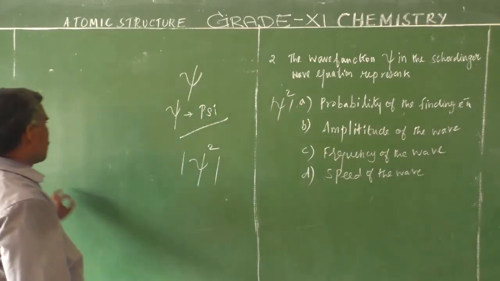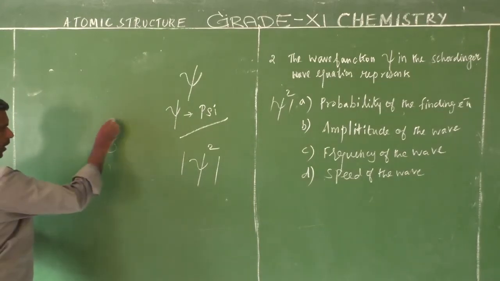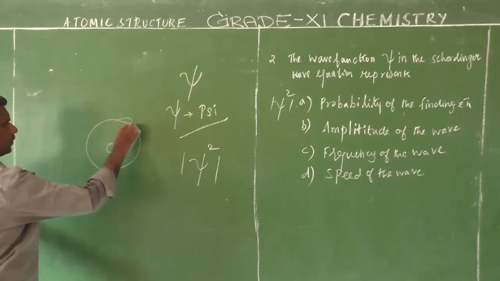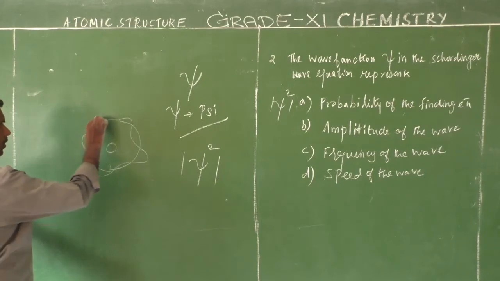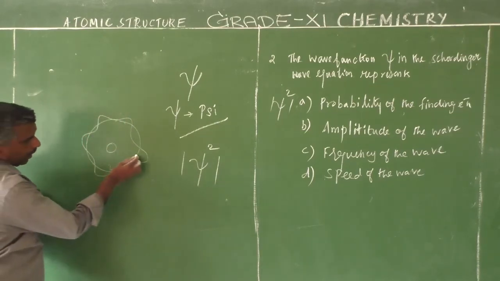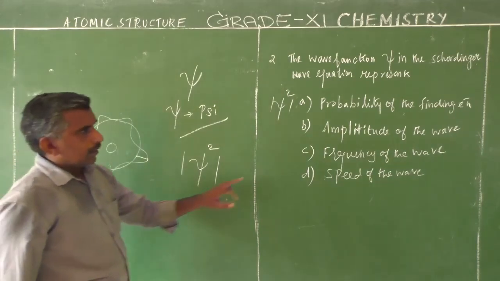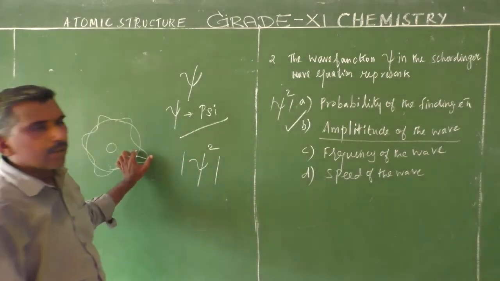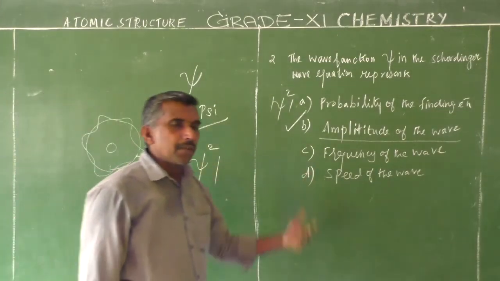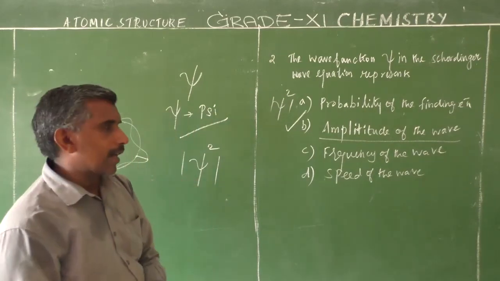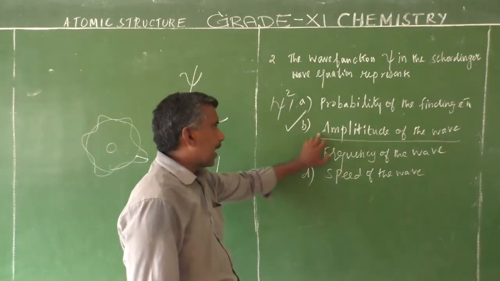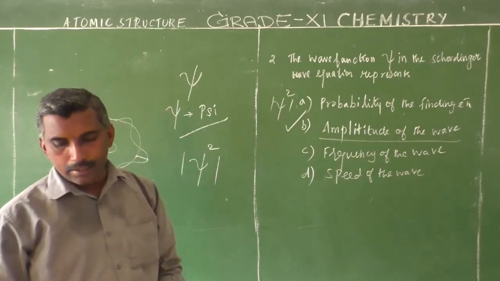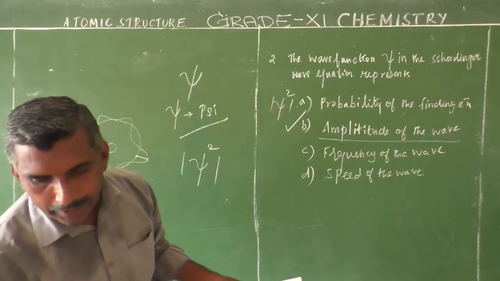Amplitude of the wave. When the electron is behaving with wave nature, the wave has an amplitude, and this amplitude is the psi. This is the correct answer. Frequency of the wave is how many waves travel in one particular time, so that is not it. Speed of the wave is also not it. So the answer is amplitude of the wave. The first option, probability of finding the electron, deals with psi square.